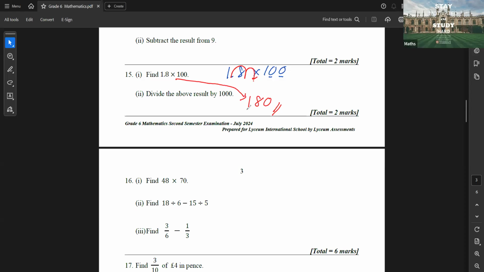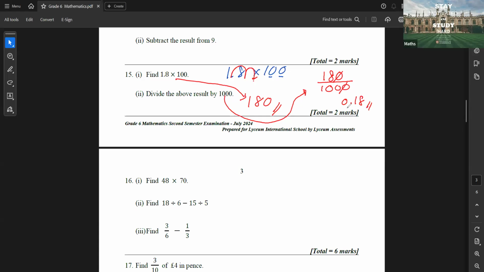Divide the above result by 1000. So that means 180 divided by 1000. Cut the 0 and 0. Here, 18 over 100, you can write as 0.18. Even if you write 0.180, it doesn't matter. So that's the answer.